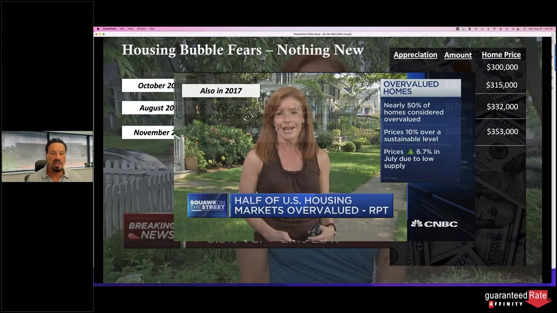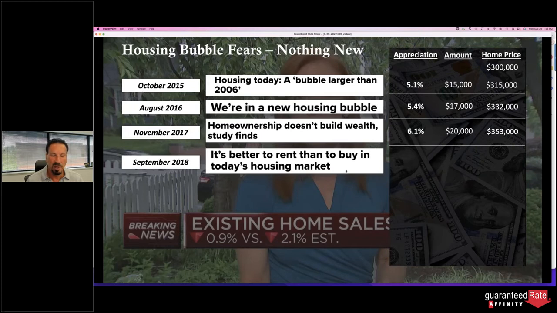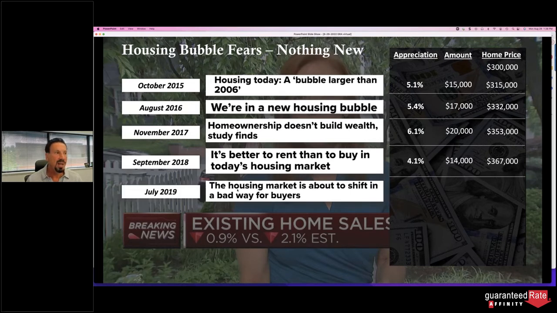And then in 2018, she said it's better to rent than to buy a home. Well, show me the one person who's been better off renting than buying a home since 2018. And of course, values that year went up again. And in 2019, she comes out with this proclamation in the middle of the year. The housing market's about to shift in a bad way. But the second half of 2019, home values went up another 15,000, or 4%.